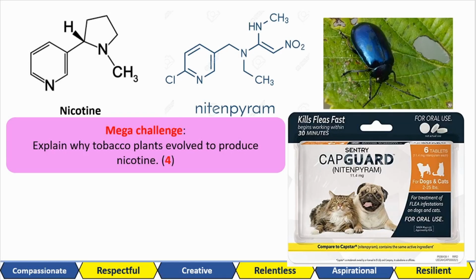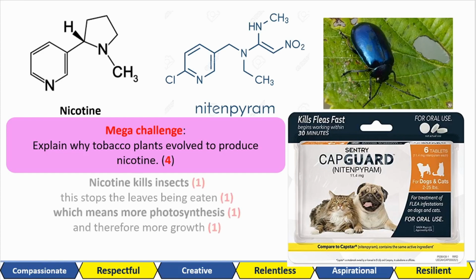Well, we can see that nicotine and this substance look very similar. And this substance is found in insecticides that are used to kill fleas. So if we remember that nicotine is in plants, and plants use their leaves for photosynthesis, it makes sense that tobacco plant leaves will make an insecticide. So nicotine is actually an insecticide. It kills the insects, which stops them from actually eating the leaves. So they have more leaves, more photosynthesis can happen, and then the plant can grow more.